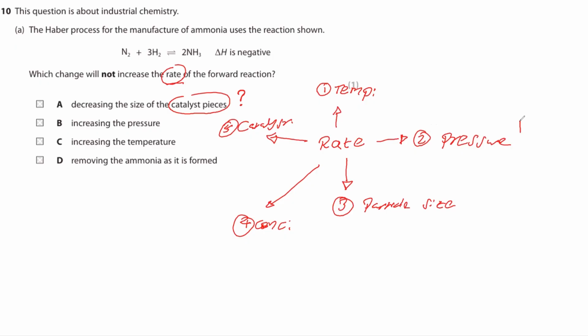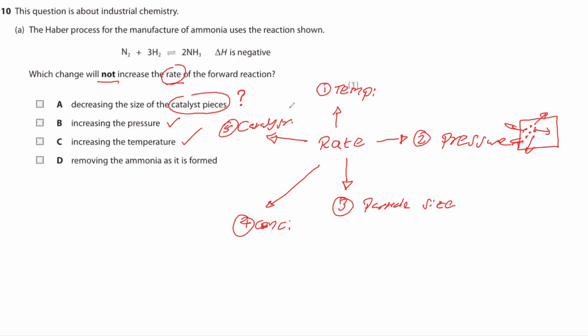When you increase the pressure, what will happen? High pressure means particles will fly close to each other. When the particles are close to each other, there can be more collisions. More collisions mean more successful collisions. That means the frequency of successful collisions increases, therefore the rate of the reaction increases. That's correct, but we are asking which will not. Increase the temperature. Obviously, we know that when temperature increases, the kinetic energy of the particles increases, therefore the frequency of successful collisions increases, and therefore the rate of the reaction increases.